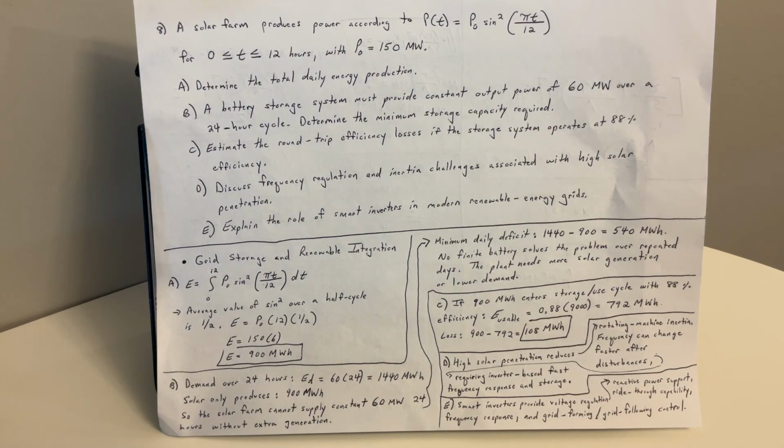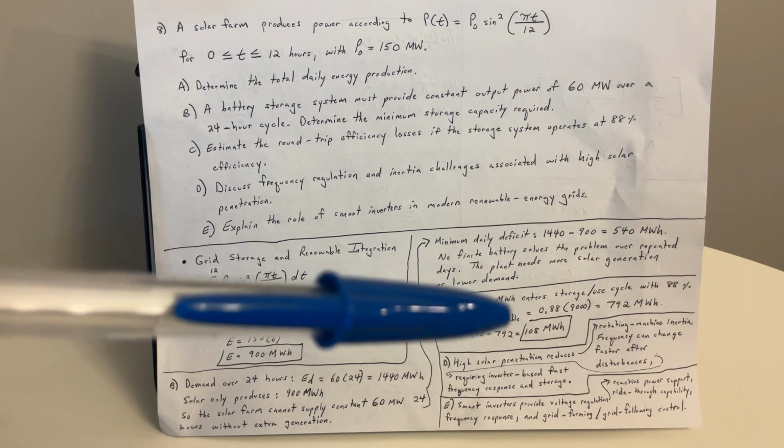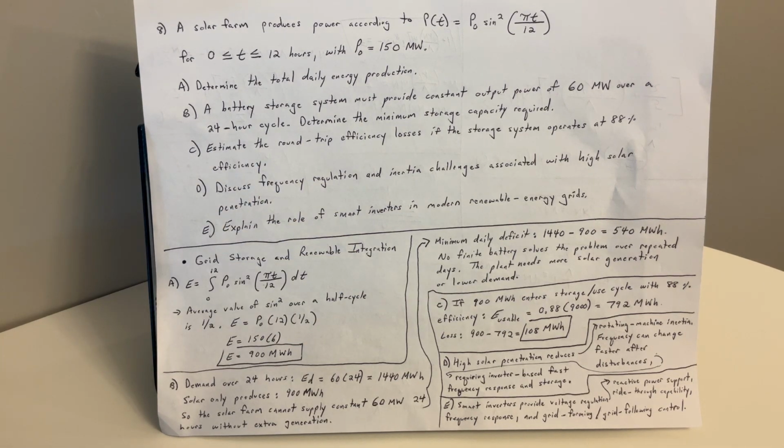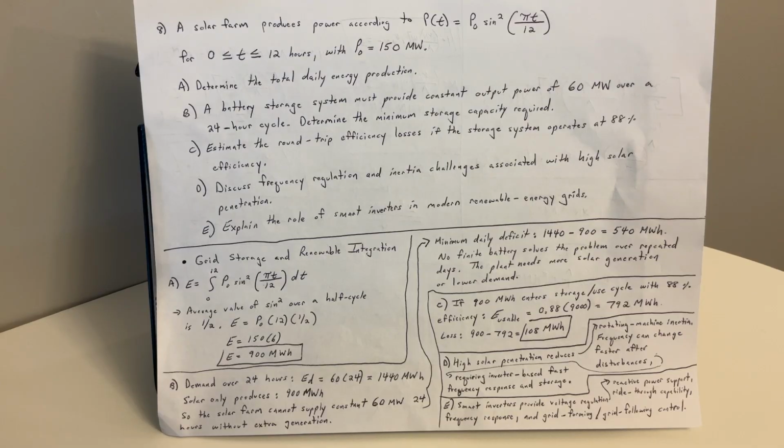Okay. Letter C, estimate the round-trip efficiency losses if the storage system operates at 88% efficiency. So if 900 MWh enters storage, use cycle with 88% efficiency, E sub usable equals 0.88 times 900 equals 792 MWh. So loss is 900 minus 792, 108 MWh. Letter D, discuss frequency regulation and inertia challenges associated with high solar penetration.